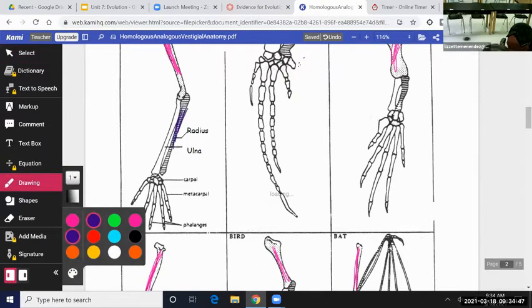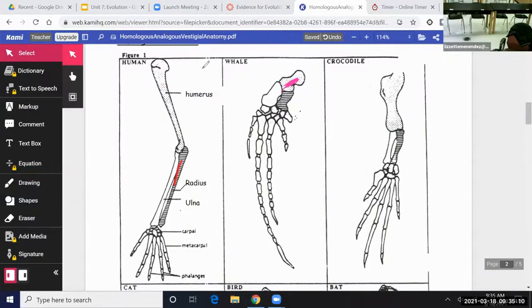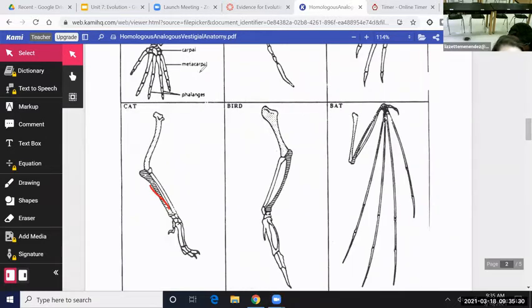Okay, so they're right next to each other. If you're looking at the radiuses and the ulnas, those two bones in the forearm, you'll see that in the whale, they're also right next to each other. In the crocodile, they're also right next to each other. In the cat, they're right next to each other. In the bird, they're right next to each other. And in the bat, they're right next to each other.